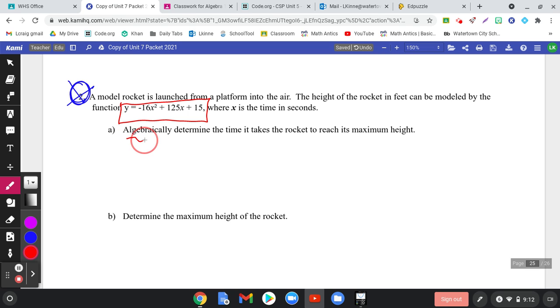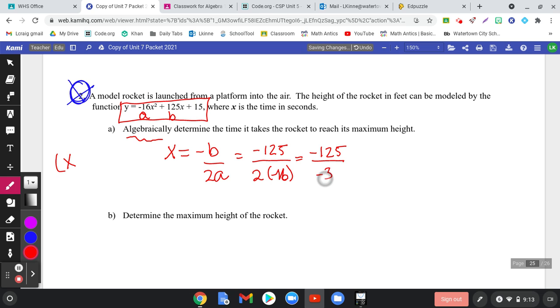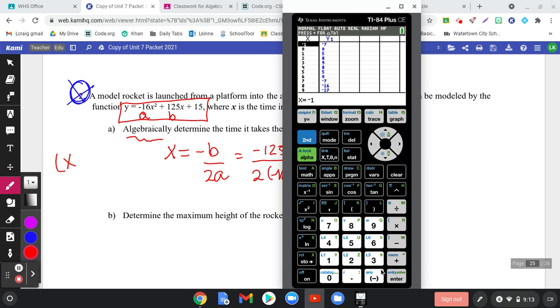It says algebraically determine the time. Time is your x value and your turning point, which is also your axis of symmetry. So x equals negative b over 2a. Negative 16 is your a, 125 is your b. So negative b would be negative 125, and 2a is 2 times negative 16. So we have negative 125 over 2 times negative 16, which is negative 32. Throw it into the calculator.